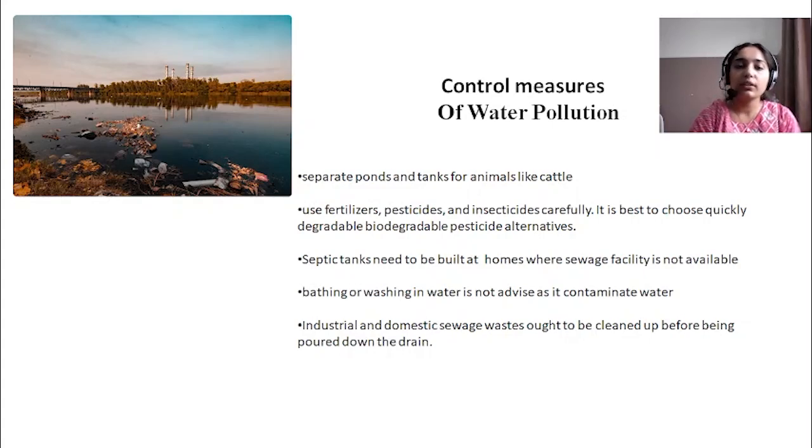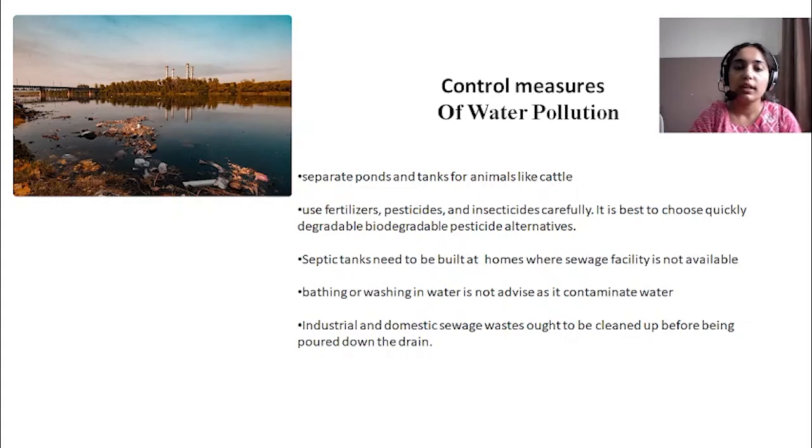Next, bathing or washing in water bodies is not advised as it contaminates the water. As we already know, if we go into any kind of water body like a river or a pond and directly take a bath, then the germs releasing from our body, the soap we are using, and the detergents we are using for cleaning clothes are directly disposed into the water, which may cause a harmful impact to the water body as it consists of many harmful chemicals.